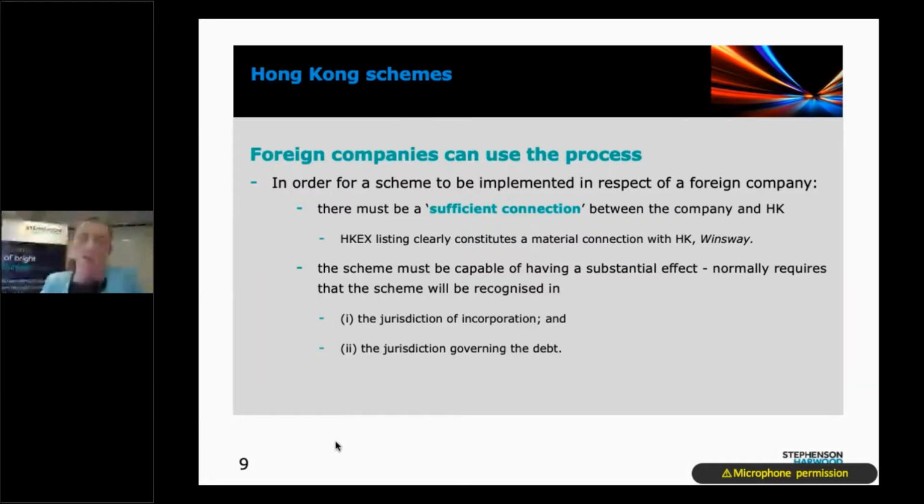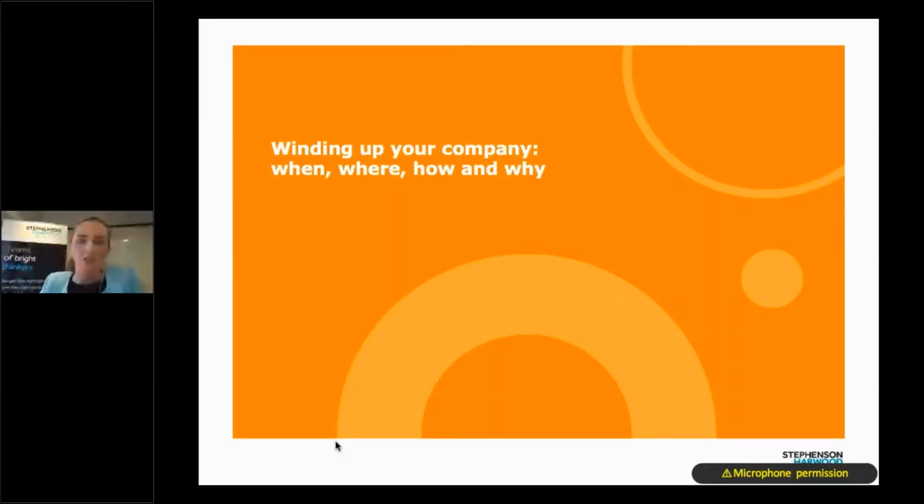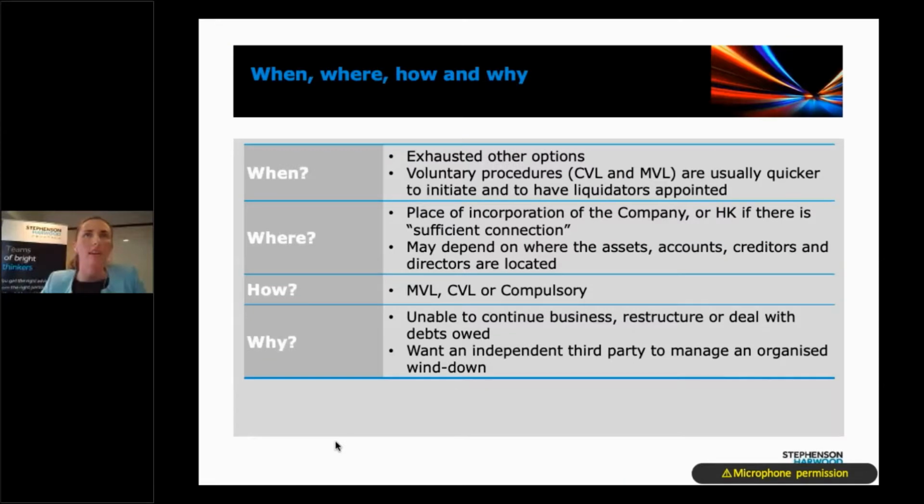So we'll just move on to the next slide, talking about winding up your company. Now, this is probably the last resort and the last thing you want to think about, but there may be reasons for doing so. So if we move to the next slide, when, where, how, and why: often it might be once all other options are exhausted. Under why, the directors might feel they're unable to continue the business, they aren't able to successfully restructure, and they want to responsibly deal with the debts they're owed. Also, they might want a third party to come in and manage that organised wind down. And that's where a voluntary liquidation process would be very helpful.